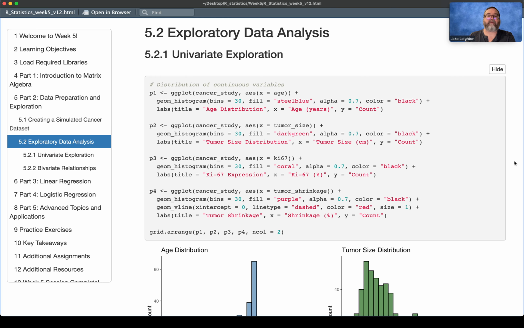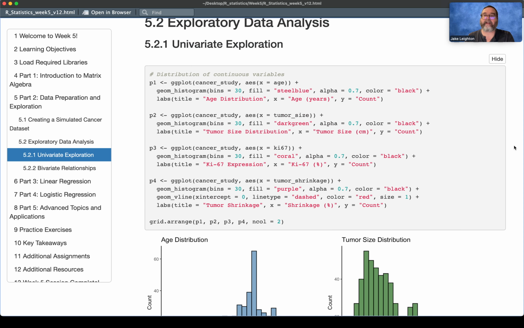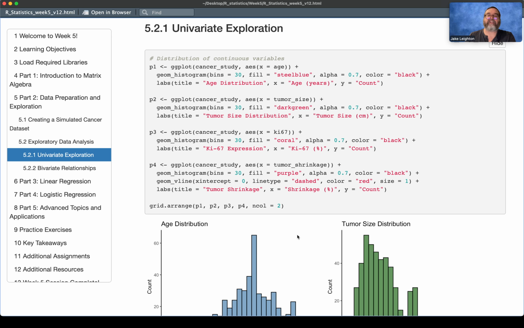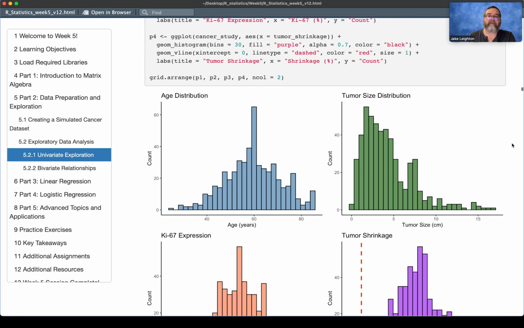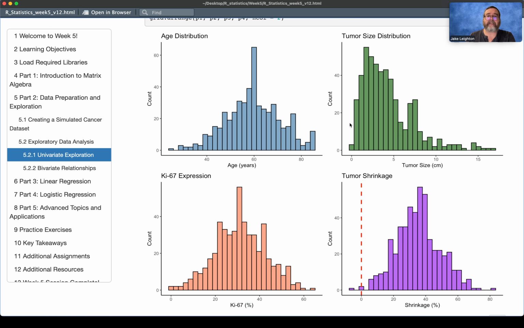So what about exploratory data analysis? Let's jump in and take a look at the data set just to see what we've got first. First, I'm just going to do a univariate exploration, and basically just look at the distribution of some of the continuous variables. We see age, tumor size, Ki-67, tumor shrinkage. These first three are pretty normal. The top right is a little bit right skewed.